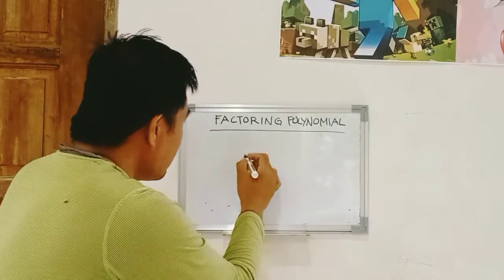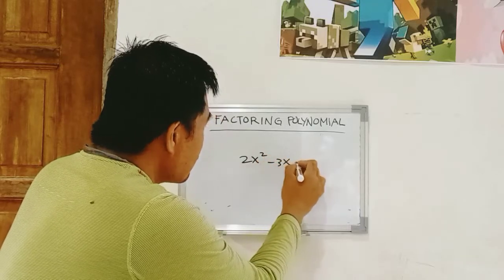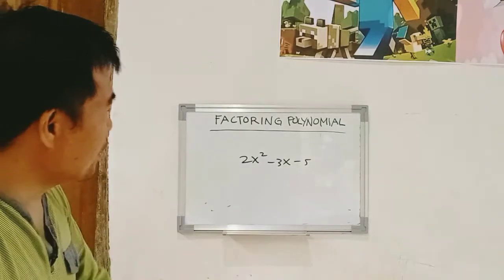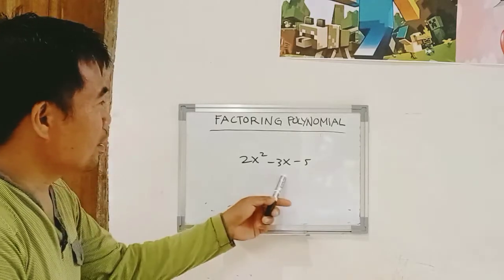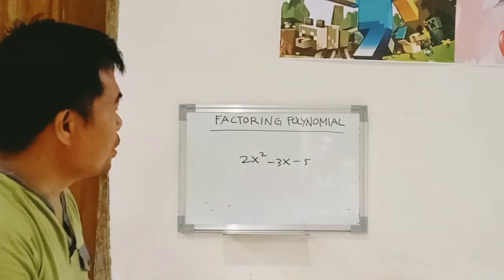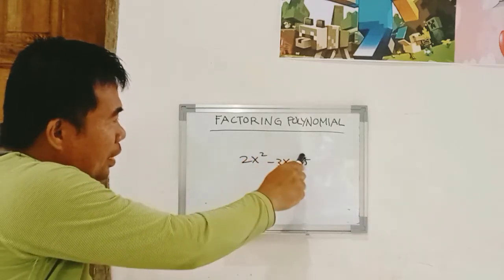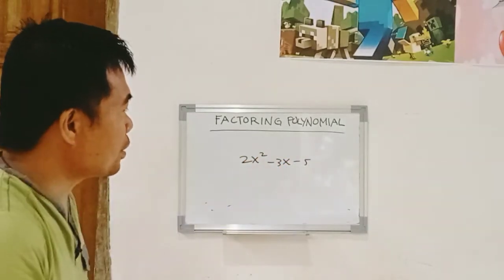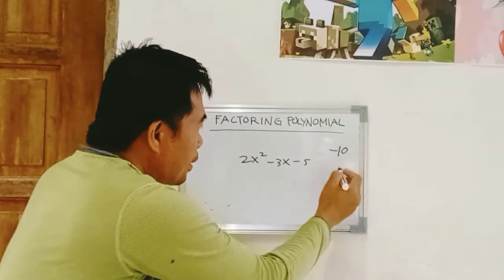So another example is 2x squared minus 3x minus 5. So in this example, you can notice that there is no greatest common factor for the coefficients. So in this case, we have to multiply the coefficient of the first term to the last term. So 2 times negative 5 is negative 10.